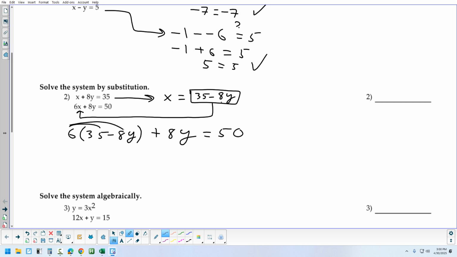Yeah, so we'll distribute that out. And 6 times 35, that's going to be, what, 6 times 30 is 180. 6 times 5 is 30. 180 and 30 is 210. So it's going to be 210. And what's 6 times -8y? -56y. Wait a minute, 6 times 7 would be 42. What did you say? 56. No, 7 times 8 would be 56.